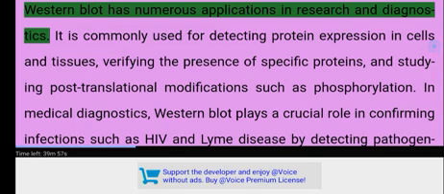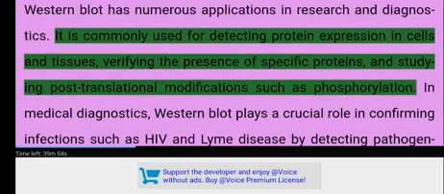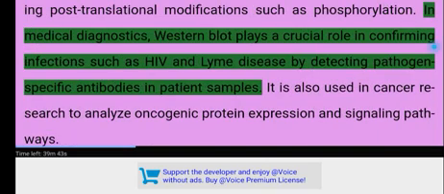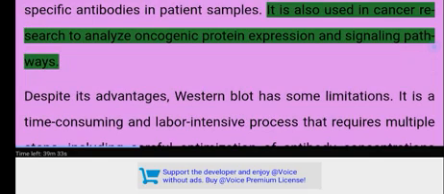Western blot has numerous applications in research and diagnostics. It is commonly used for detecting protein expression in cells and tissues, verifying the presence of specific proteins, and studying post-translational modifications such as phosphorylation. In medical diagnostics, Western blot plays a crucial role in confirming infections such as HIV and Lyme disease by detecting pathogen-specific antibodies in patient samples. It is also used in cancer research to analyze oncogenic protein expression and signaling pathways.